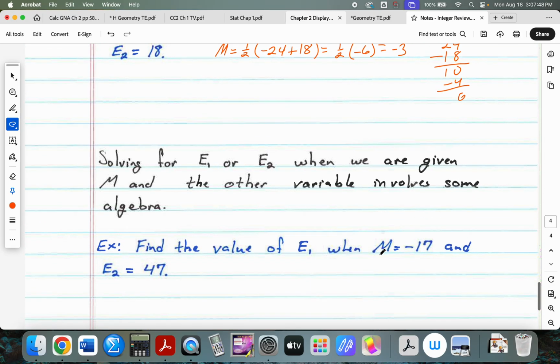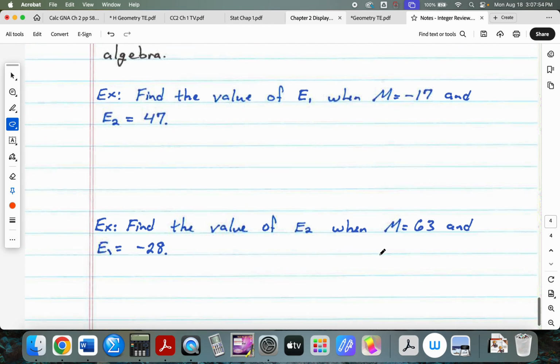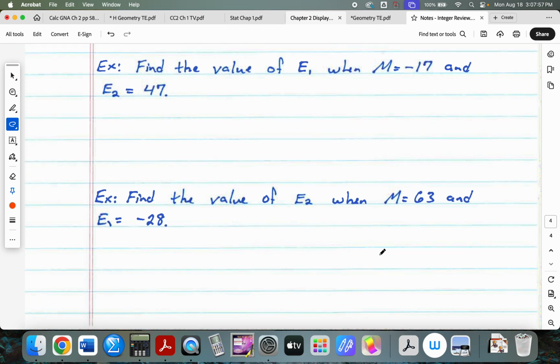On the other hand, if we're solving for E sub 1 or E sub 2, we've got to do some algebra. So this one says, find the value of E sub 1 when m is negative 17 and E sub 2 is negative 47. So I'm going to write out the formula. This is a formula that you'll probably need to have memorized. m is equal to 1/2 of E sub 1 plus E sub 2. We'll fill in what we know. This is negative 17 is 1/2 of E sub 1 plus negative 47.